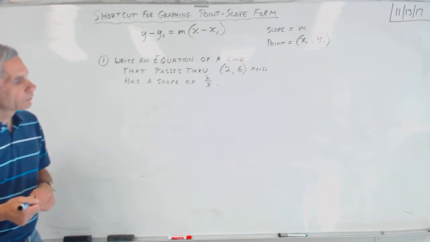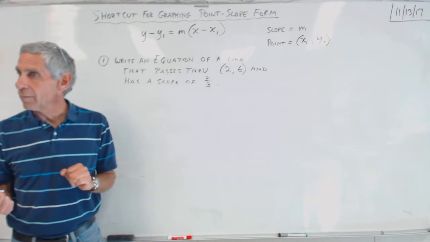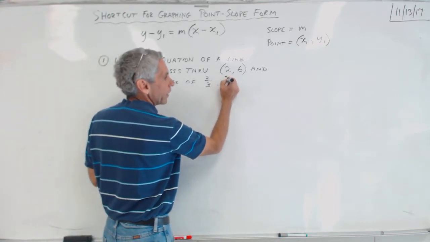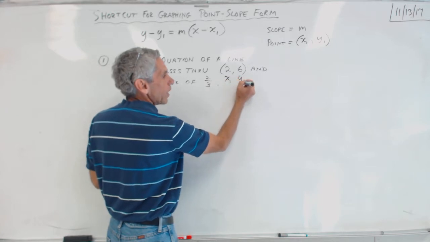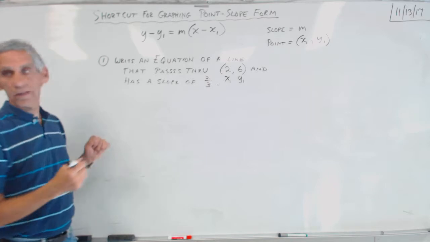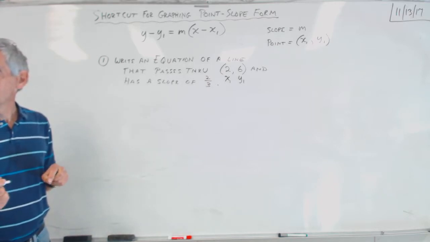Well, since my point is x1, comma, y1, this is my x sub 1 right here, and this is my y sub 1 right there. You all see that? So how would I write the equation? Somebody.